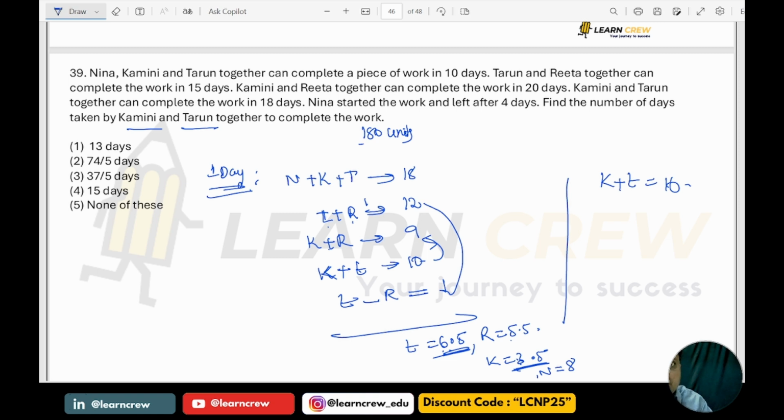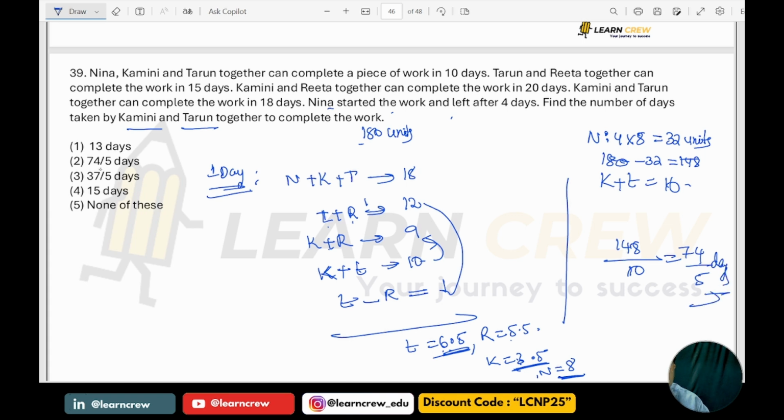So it is asked for Kamini and Tarun together to complete the work in how many days? So see here, Nina started the work and left after 4 days. What is Nina's capacity? Nina worked for 4 days. 4 into 8, 32 units Nina is doing alone. Out of 180, if 32 is done, the remaining is 148. The remaining 148 is done by K and T at 10 per day. So it takes 74 by 5 days.